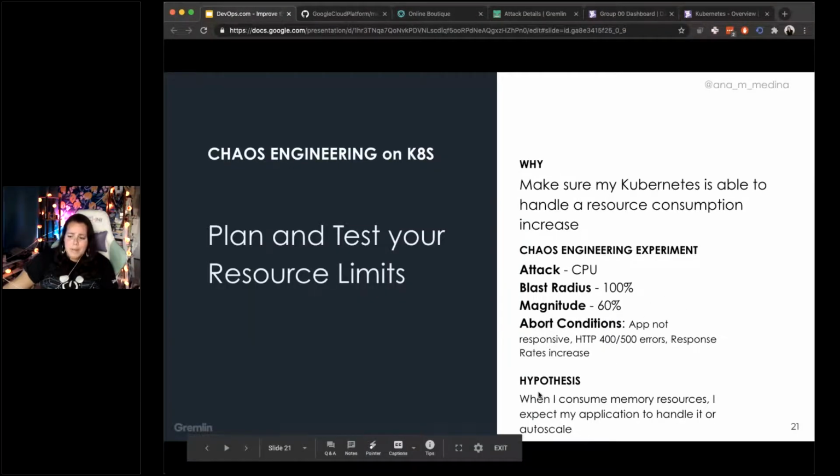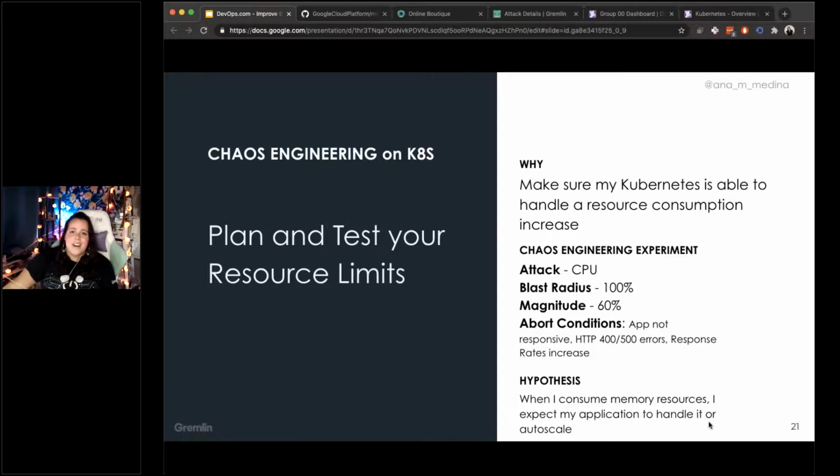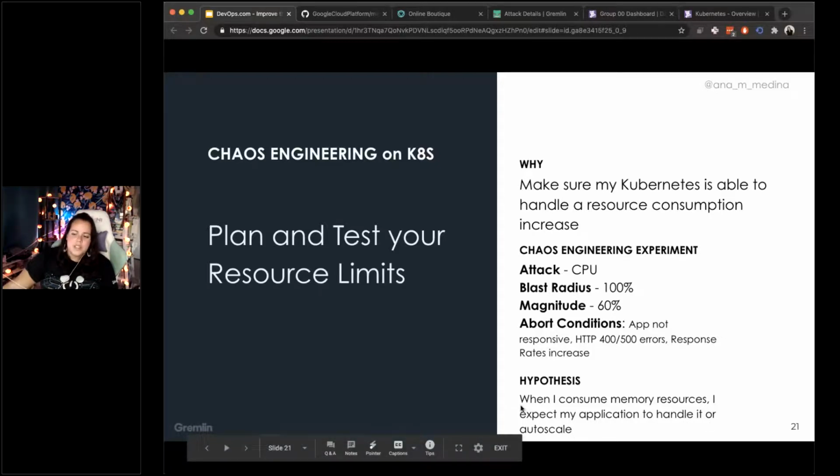So with this one, my hypothesis was completely wrong. When I consumed those memory resources, my application did not handle it, and it definitely did not auto scale to handle it. So this is that one thing that I was mentioning earlier.